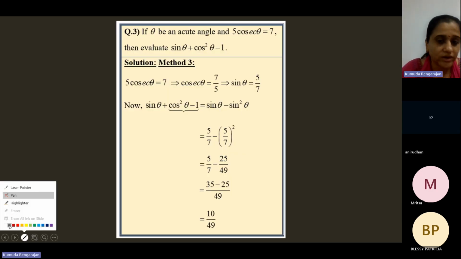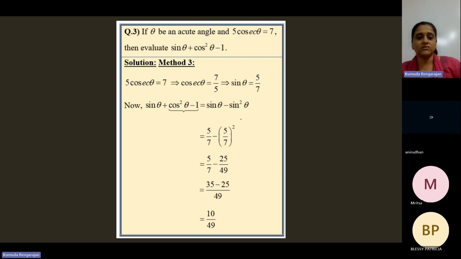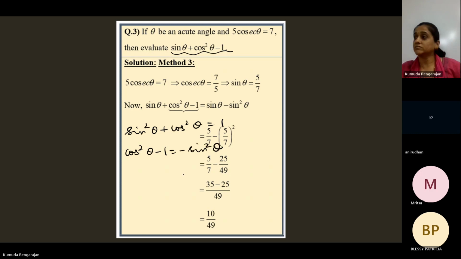Without using a right triangle. So see here. This is what is given, right? You'll have to evaluate this. So what is cos square theta minus 1? Cos square theta minus 1 is minus sine square theta, because sine square theta plus cos square theta is 1. Yes or no? Cos square theta minus 1 is minus sine square theta.